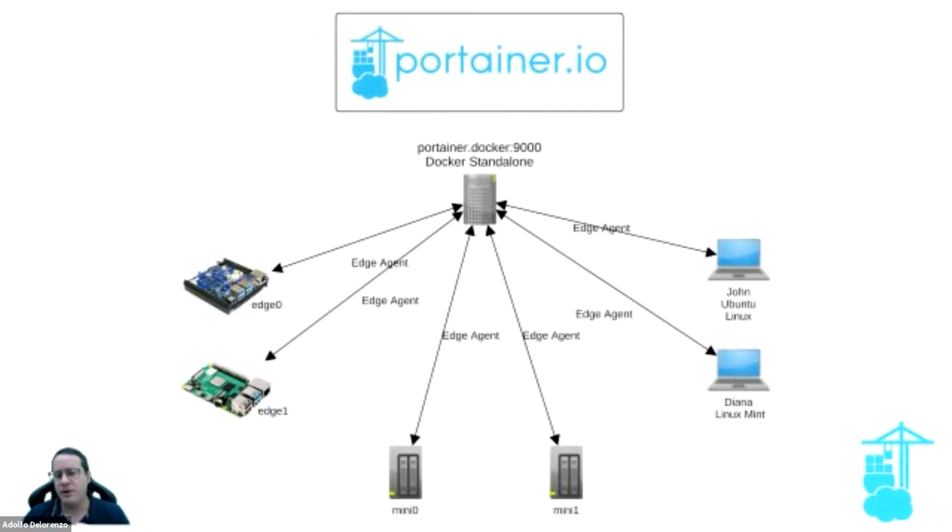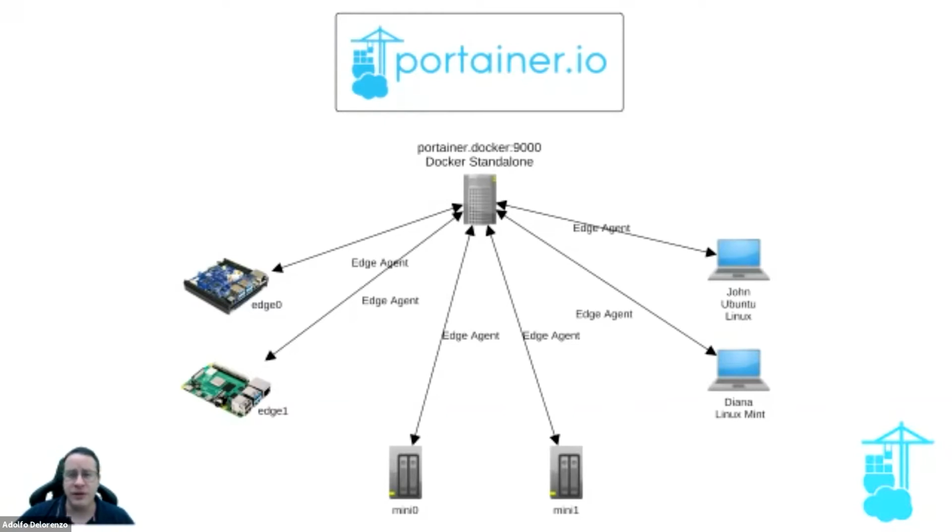I prepared a slightly different architecture for us to work on in this demonstration today on this PortaiNerd series. I have a Portainer Docker standalone machine with several endpoints connected to it, primarily using edge agents. I'm sorry, I made a little mistake in this diagram. Mini 0 and Mini 1, which are Kubernetes nodes, are actually connected directly. They're not using edge agents. But the two devices here to my left, which are edge 0 and edge 1, and John, Ubuntu Linux, and Diana, Linux Mint, are connected to the Portainer standalone instance using an edge agent. I'll soon explain the concept behind an edge agent.